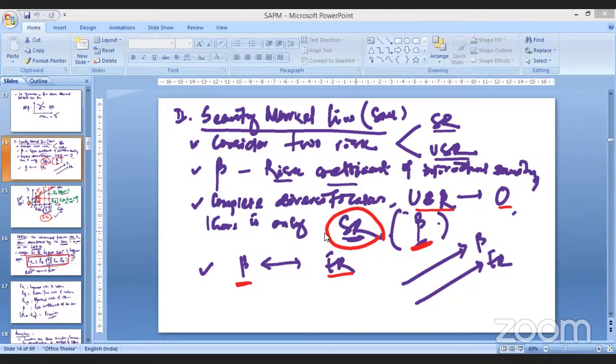Sir, voice is breaking, sir. So please repeat again. Beta is the risk coefficient of individual security.